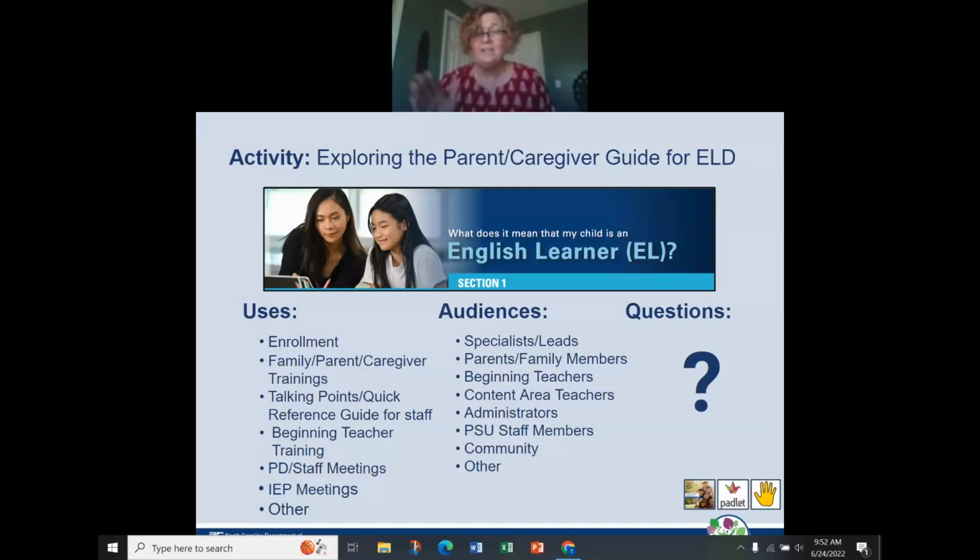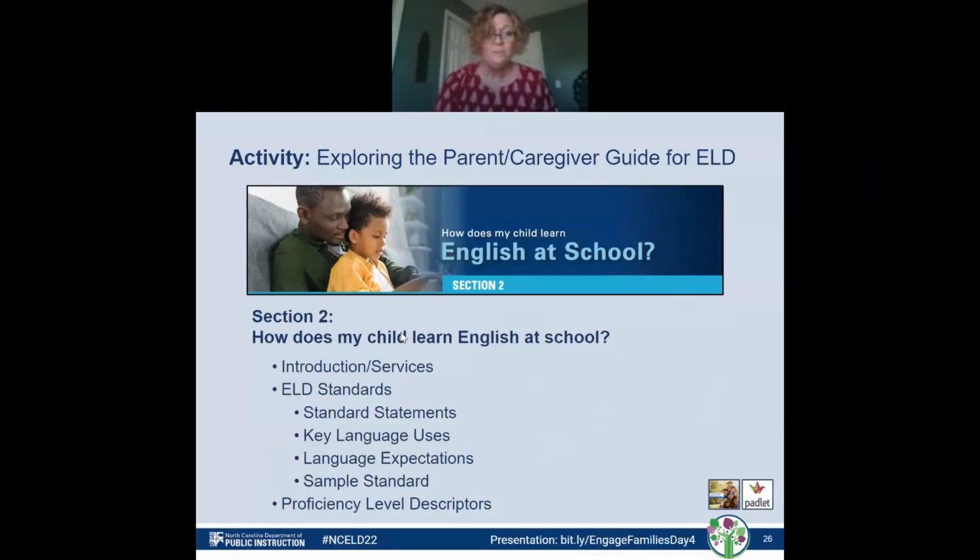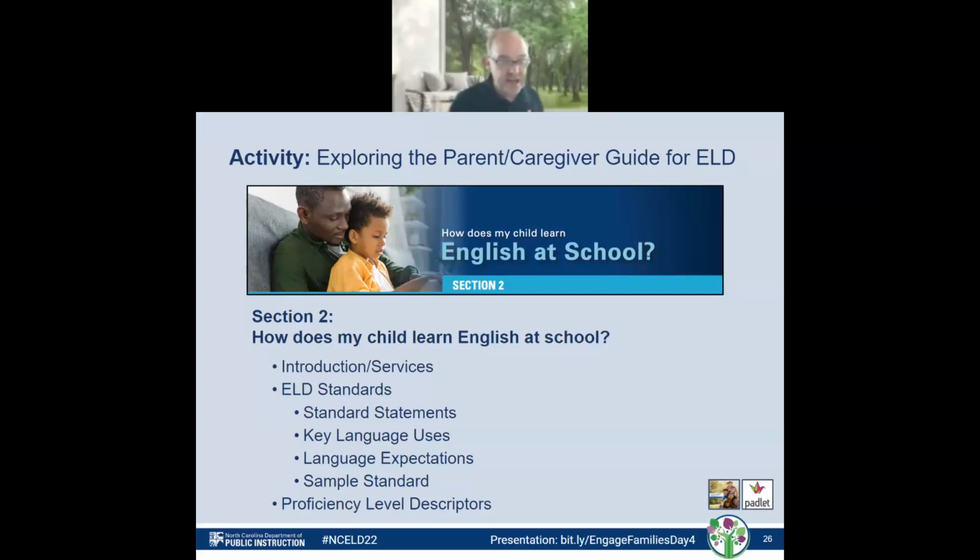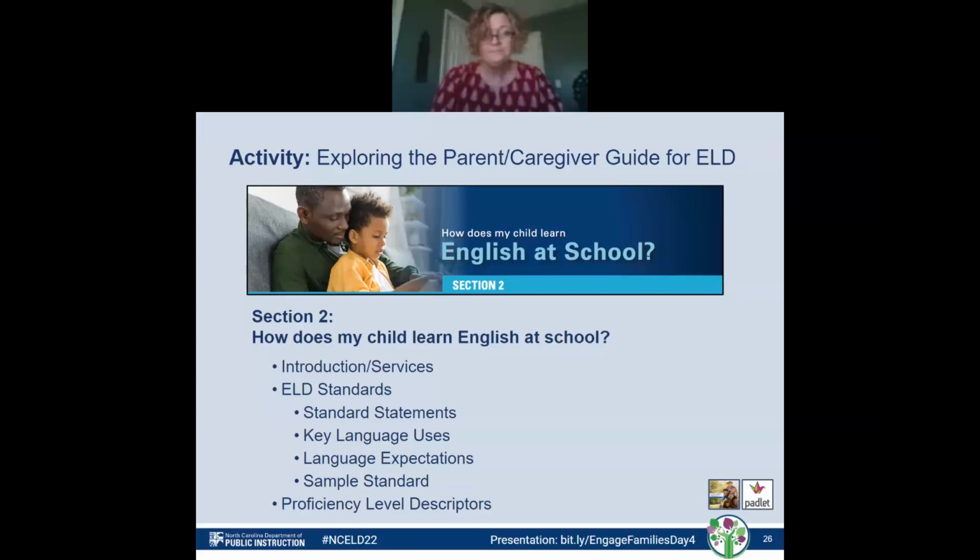So we're going to again copy the chat notes. You can also put some ideas in the chat that come to mind as we're going through this, but keep your guide tab open, your Padlet tab open, and now we're going to explore section 2. Section 2, Tim, is going to answer the question, how does my child learn English at school?